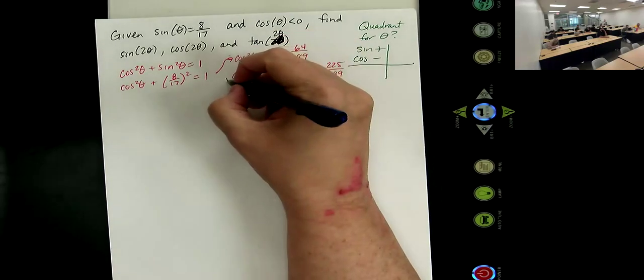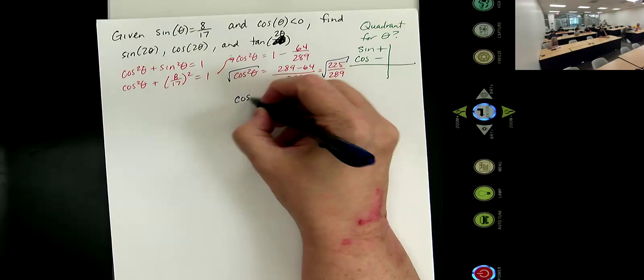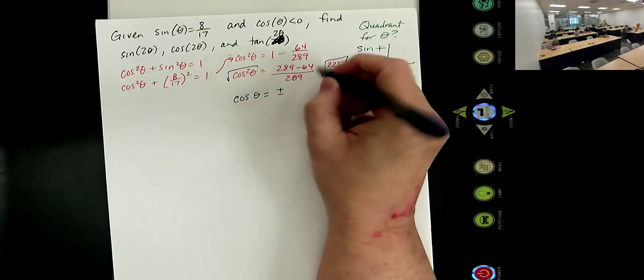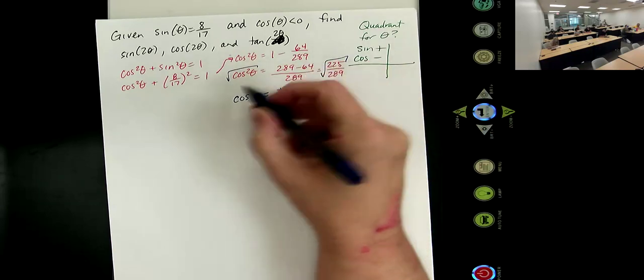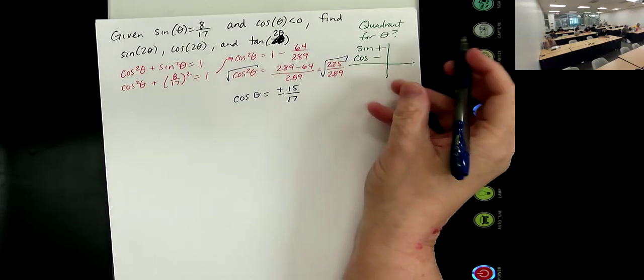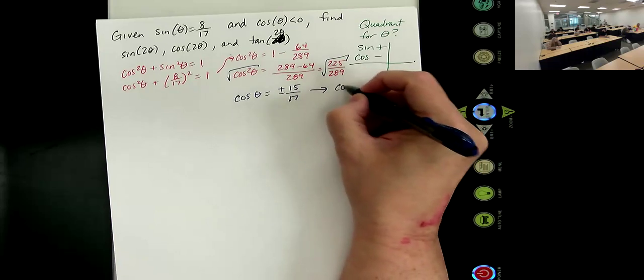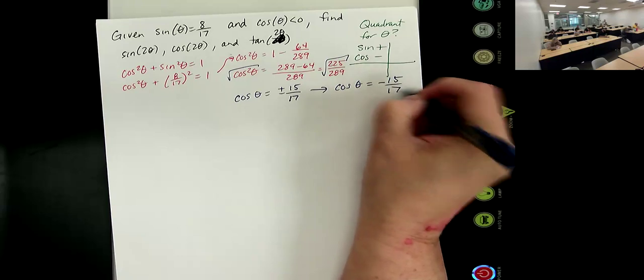When we take the square root, we get cosine theta equals plus or minus the square root of that. Square root of 225 is 15, and we already know the square root of 289 is 17. And since cosine theta is less than 0, we're in quadrant 2. Cosine theta is negative 15/17.